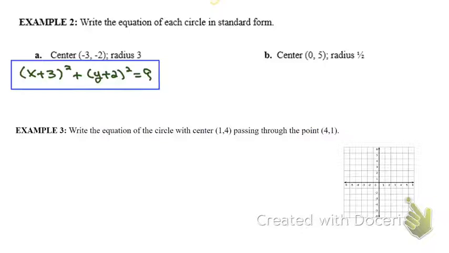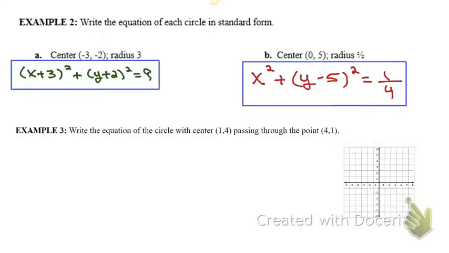All right. And in B, maybe the 0 confused you, but x minus 0 is just x, right? So it's just x squared. Now, it wouldn't be wrong to write (x minus 0) squared. And then it's (y minus 5) squared. And then you've got to remember how to square a fraction. When you square 1/2, you square the numerator and then the denominator. So 1 squared is 1 and 2 squared is 4, so it equals 1/4. So you've got x squared plus (y minus 5) quantity squared equals 1/4.